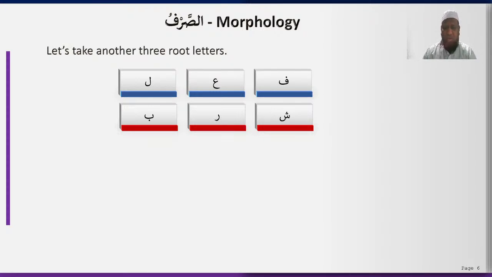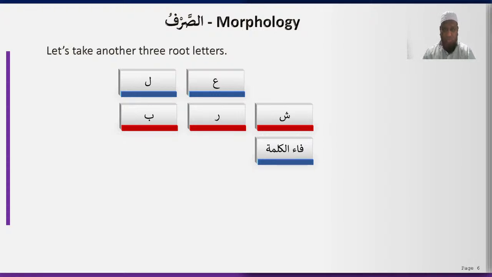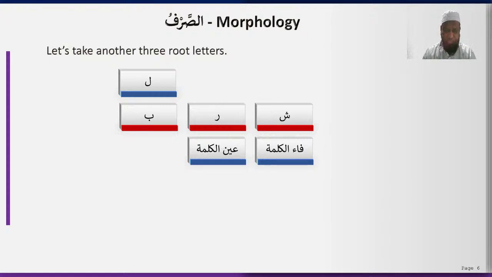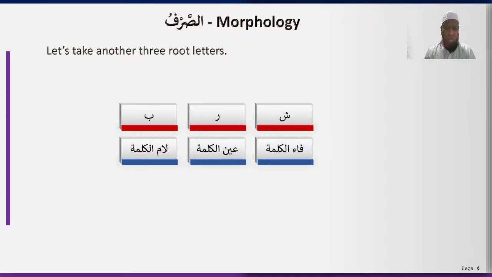So the shin will be called fa'ul kalima because it is in the place of fa. The ra, because it is in the place of ayn, is called the aynul kalima. And the ba, because it's in place of lam, is called the lamul kalima. So shin, ra, ba, they are called root letters. Shin is fa'ul kalima, ra is aynul kalima, and the ba is lamul kalima.